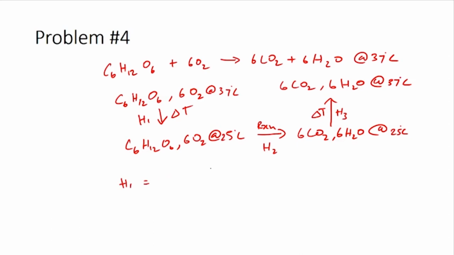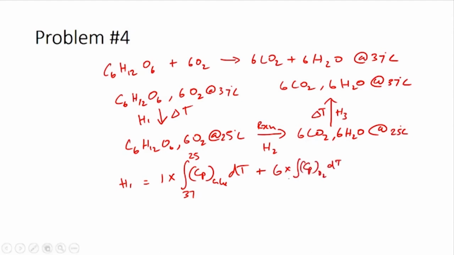H1 would be equal to 2 things, one is glucose being cooled from 37 to 25, and the other is 6 moles of oxygen being cooled from 37 to 25. So, for calculating the enthalpy change associated with cooling 1 mole of glucose, we would have to calculate 1 times integral Cp of glucose dT, where temperature changes from 37 to 25, plus the enthalpy change associated with cooling 6 moles of oxygen, which would be 6 times integral Cp of oxygen dT, and this is again cooling from 37 to 25.